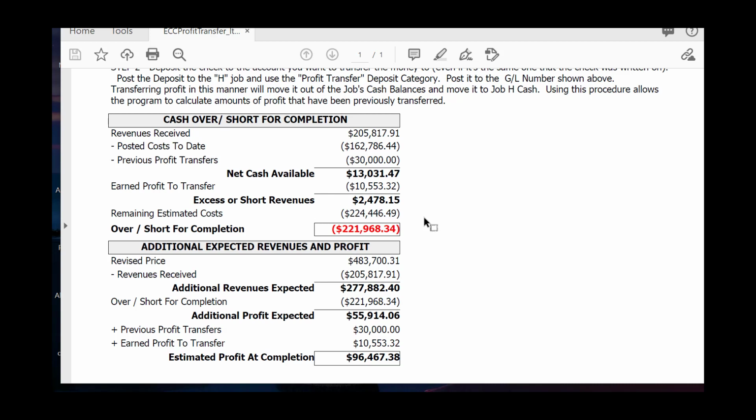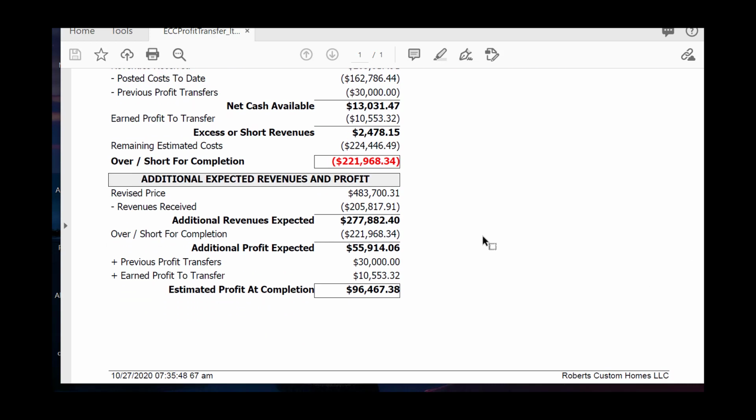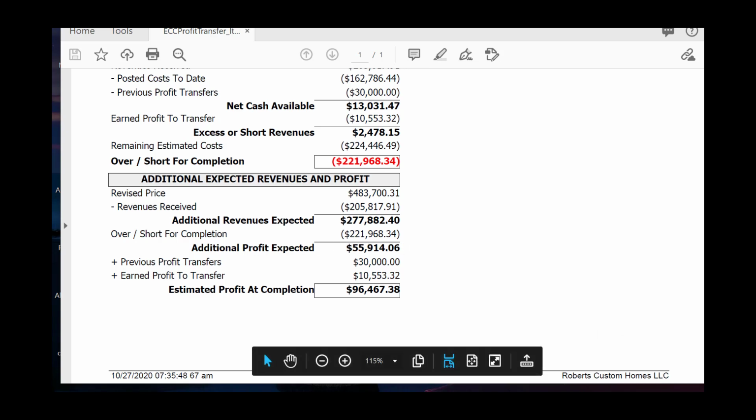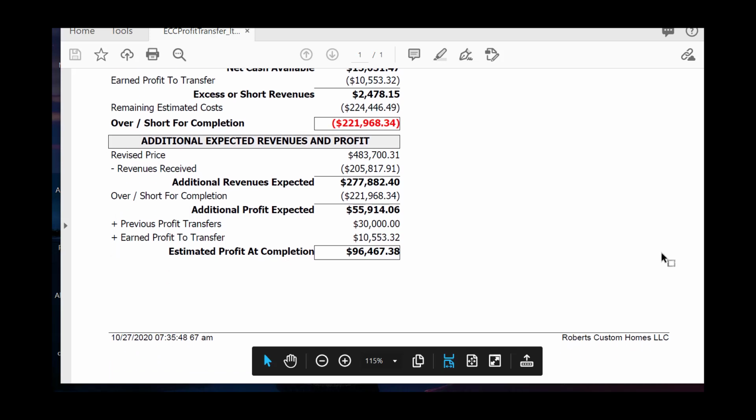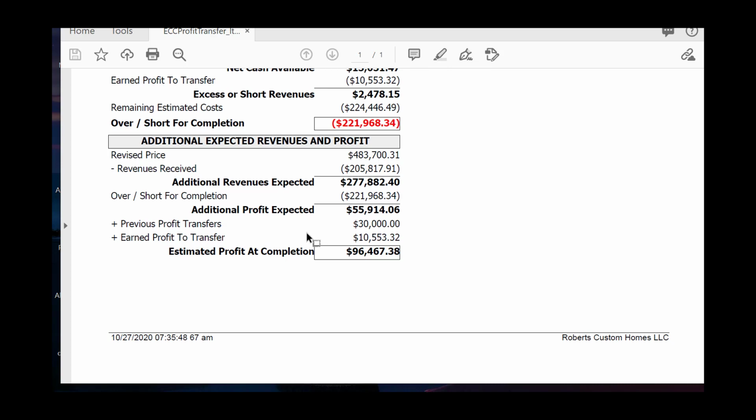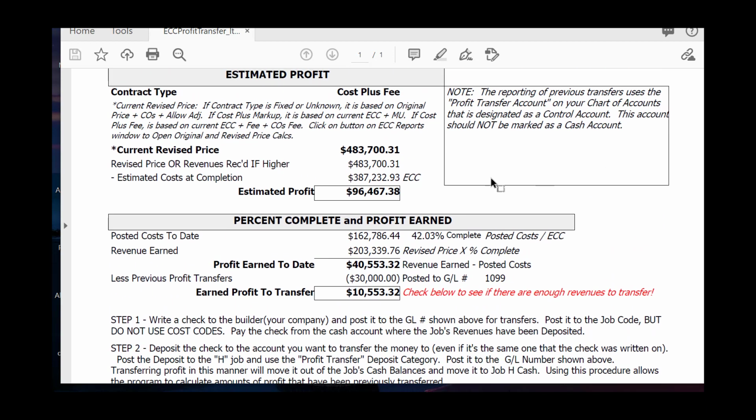Then it does the remaining estimated cost to show how much is over or short all the way to completion. Does the revised price again minus the revenues received to show you how much revenues you're expecting out to the end of the job. Over short for completion, which is this number up here. Additional profit expected. So this is how much more money you might be expecting in as profit that you would be able to take out of this job. And then previous profit transfers, and then this earned profit to transfer ends up being the estimated profit at completion, which ties right into this number right up here.